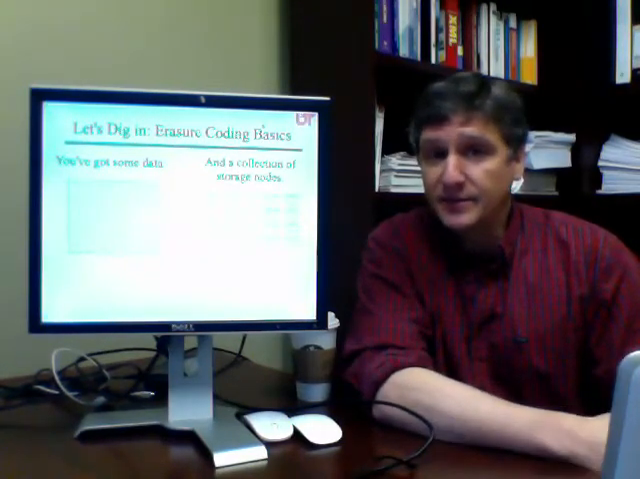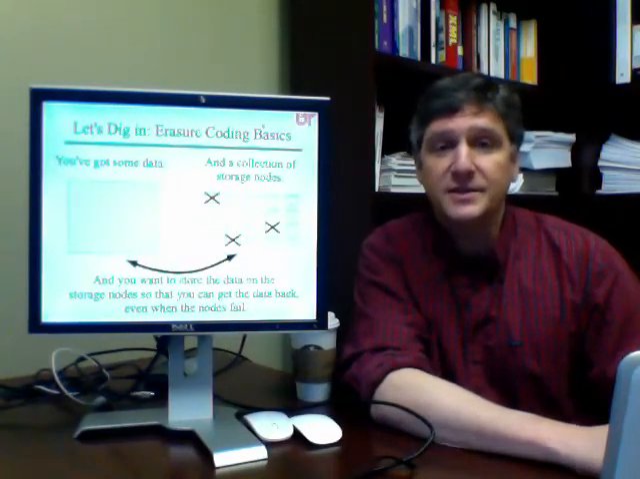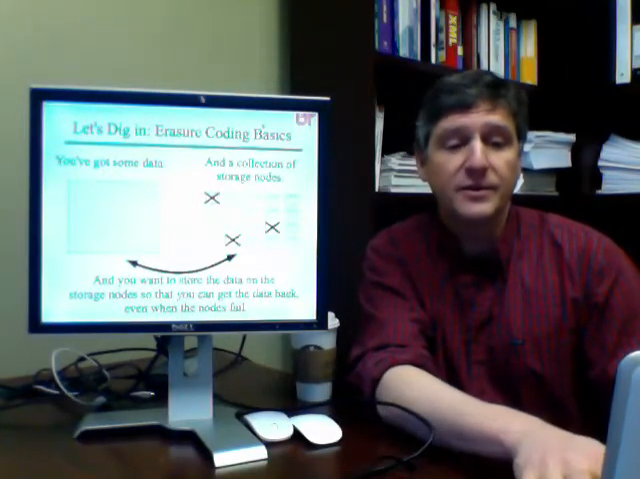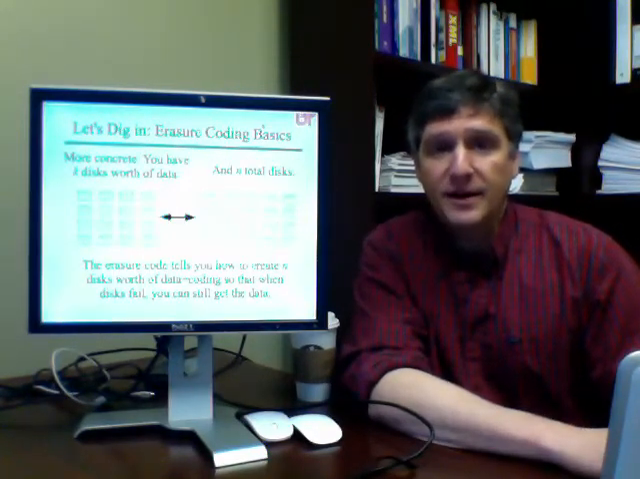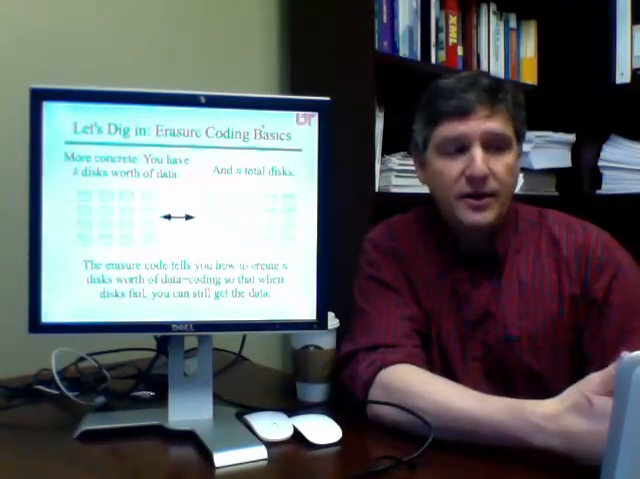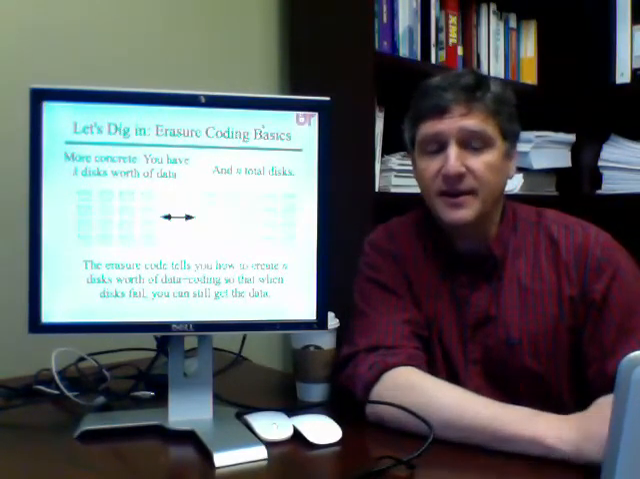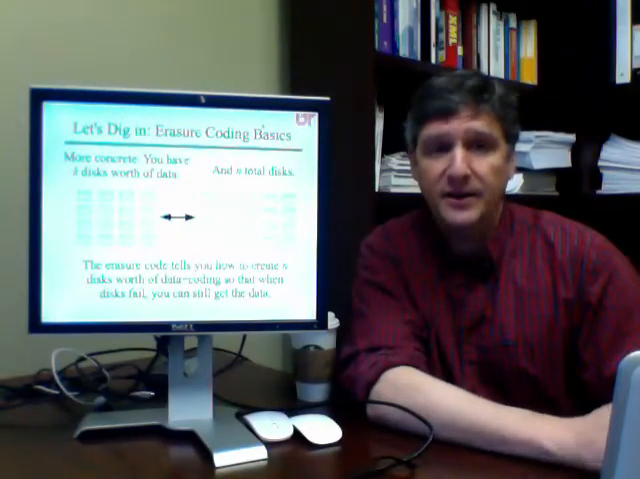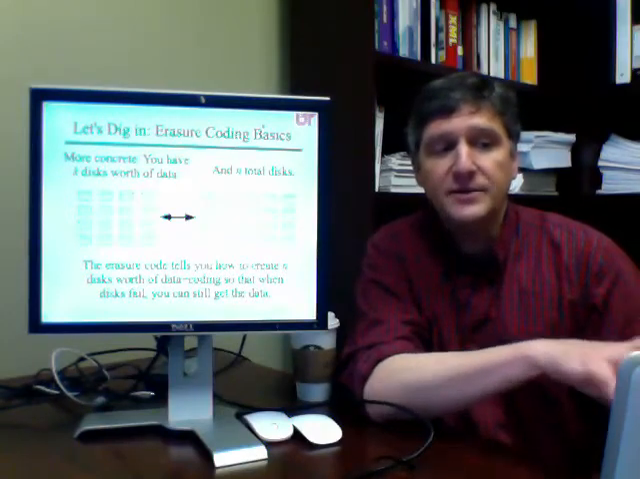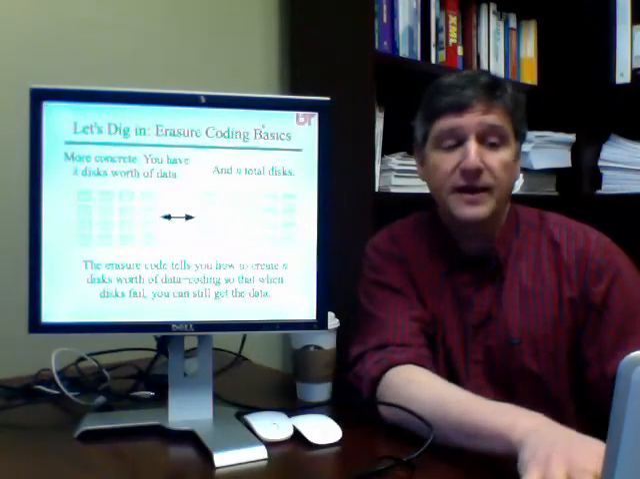First off, you've got some data, and you've got some storage nodes, and you want to be able to store the data on the storage nodes in such a way that when something breaks, you can get your data back. That's the base problem of using an erasure code. Now, to get more concrete, usually you take your data and you're going to store it on some number of disks, and we always call that K. So you have K disks worth of data, and you have N total disks that you're going to store your data on, with N being greater than K. And the erasure code is the technique that shows you how to store that K disks worth of data on N total disks so that you can get the data back when things fail.